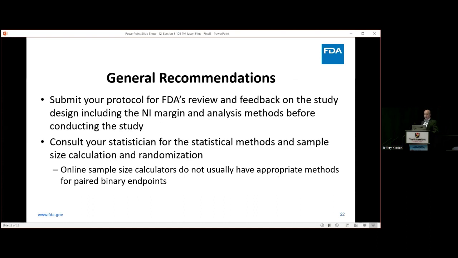So, some general recommendations about submission. Again, we would really like for you to submit your protocol for our review and feedback on that study design so that we can agree on analysis methods and the non-inferiority margin before you start that study. And again, we recommend you consult your statistician or a consulting statistician for the statistical methods, sample size calculation, and randomization. General statement: online sample size calculators don't usually have appropriate methods for that calculation for paired binary endpoints.